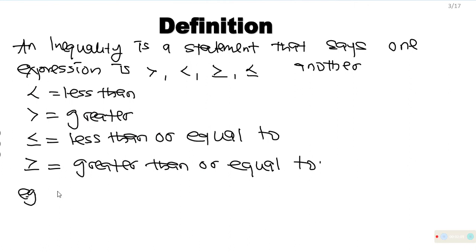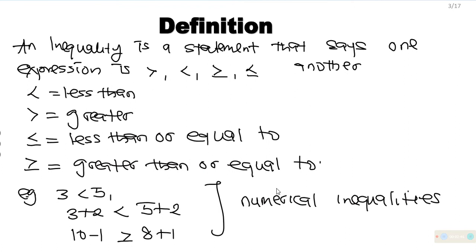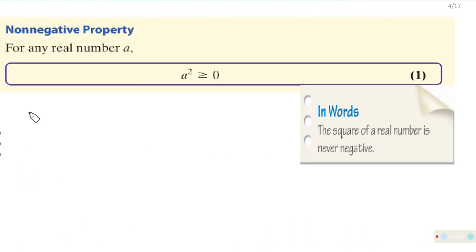For example, we can write 3 is less than 5, which is true. We can also say 3 plus 2 is less than 5 plus 2, and we can also say 10 minus 1 is greater than or equal to 8 plus 1. So these are called numerical inequalities, and they are true, and they also represent inequality. We can also have algebraic inequalities, but before we look at inequalities further, let us consider the rules of inequality.